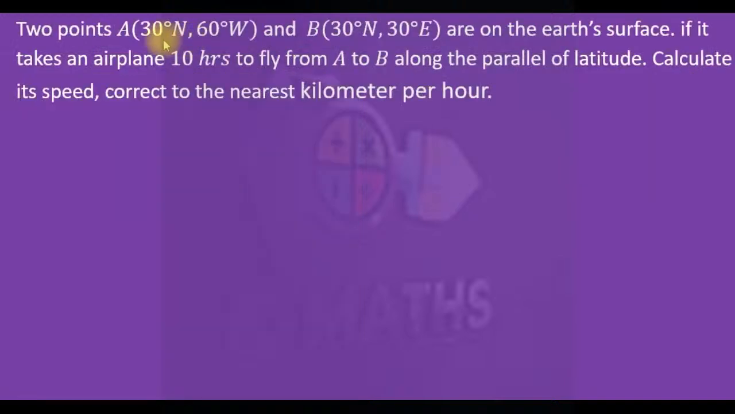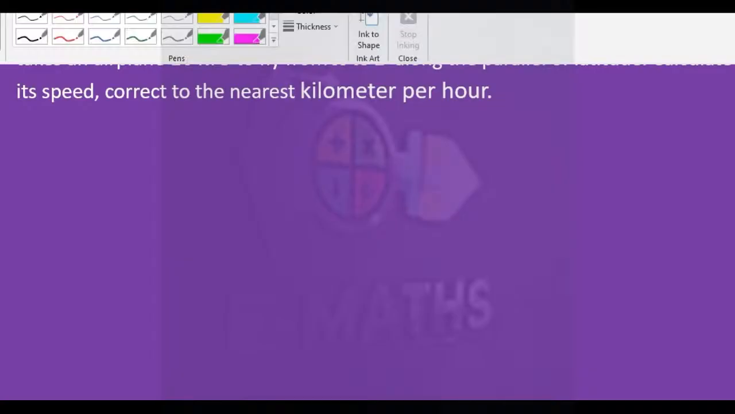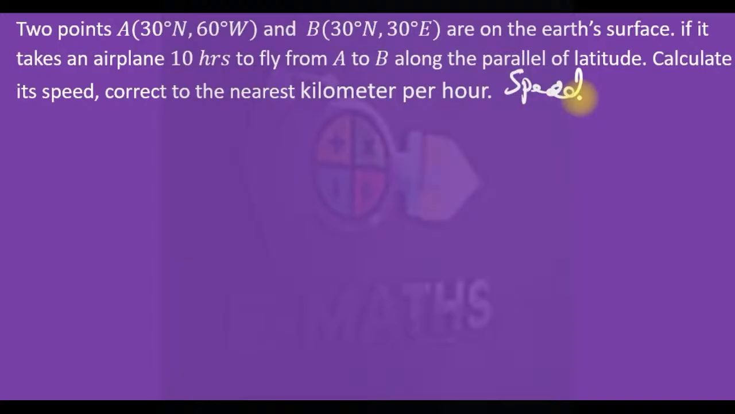Let me use an example to illustrate this. They say 2 points, this and this, are on the Earth's surface. If it takes an airplane 10 hours to fly from A to B along the parallel of latitude, calculate its speed. We know that speed is always distance over time. So we need to get the distance first. Once we know the distance, we find the speed. So let's draw the diagram.